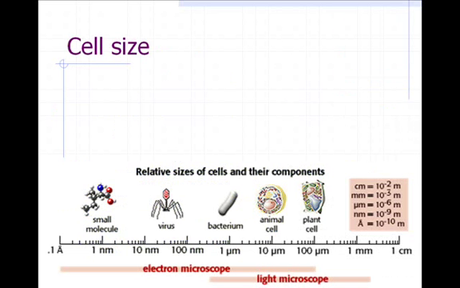Just have a look at some cell sizes here. Here's our animal cell, that's us, sitting around 10 micrometers. A plant cell is a little bit larger at 100 micrometers. There's your bacterium down at 1 micrometer. A virus here sitting at less than 100 nanometers. And molecules are sitting down at 1 nanometer.